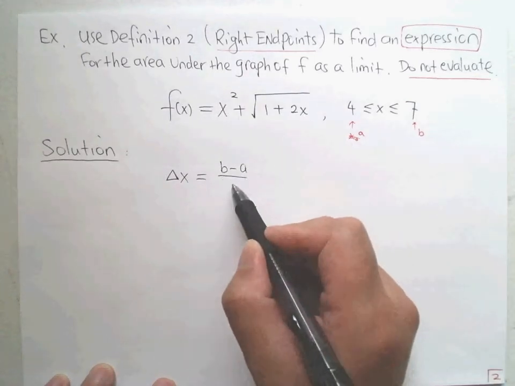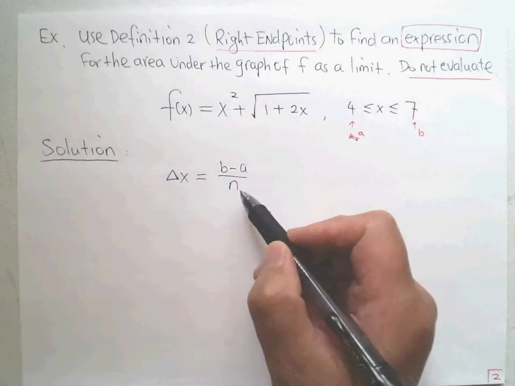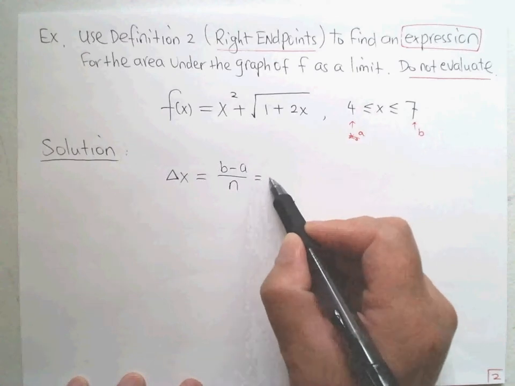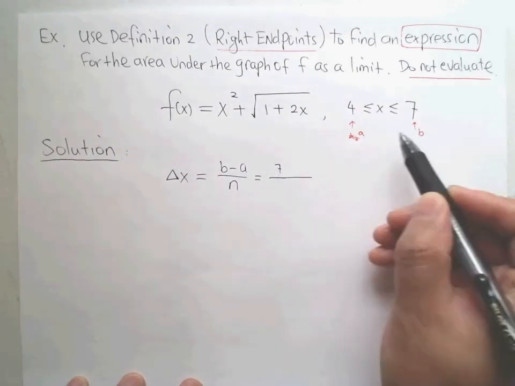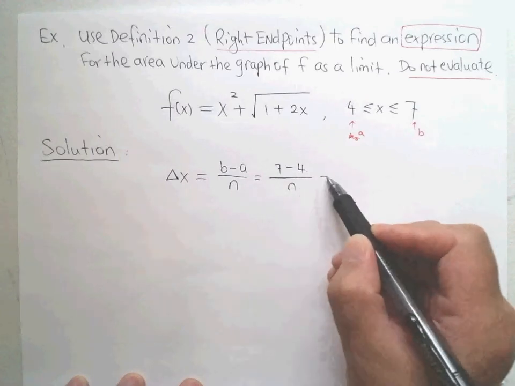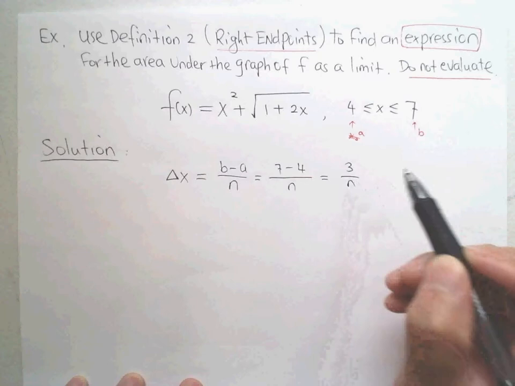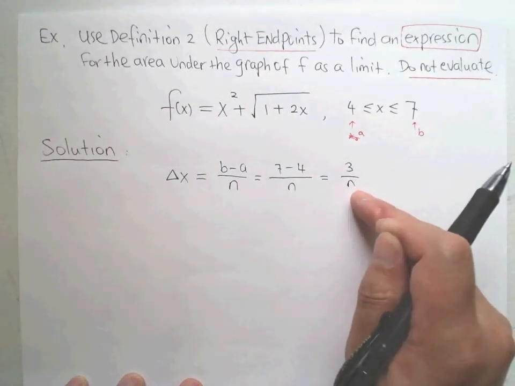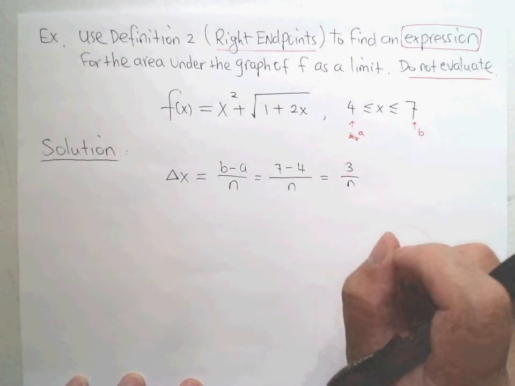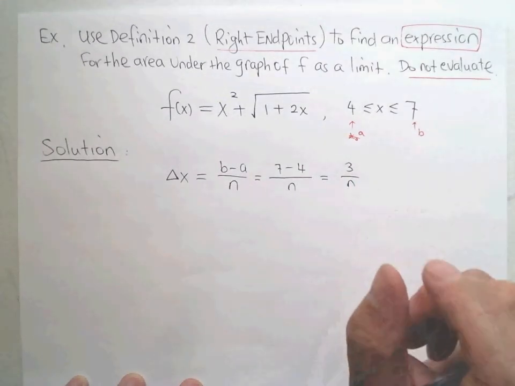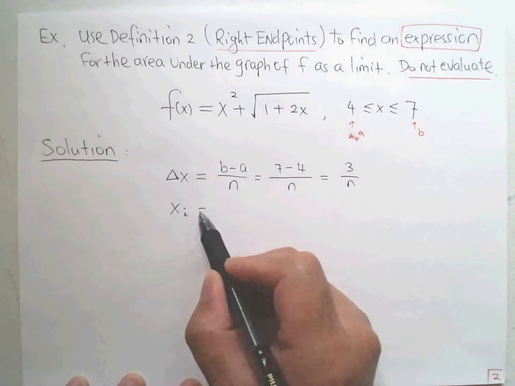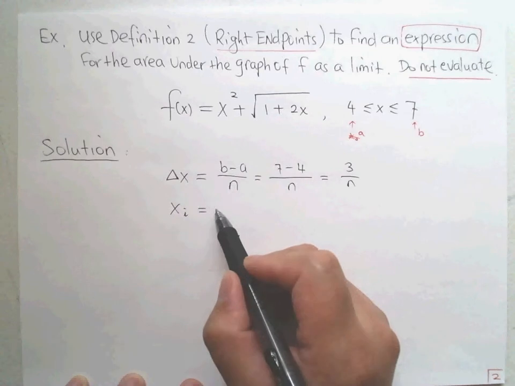Delta x is b minus a over n, the number of subintervals in the Riemann sum. For the right end point we take n first, and then we do 7 minus 4, which is 3, over n. Don't worry, later we need to take the limit as n goes to infinity. Remember, as n goes to infinity, delta x goes to 0. We call that an infinitely small value.